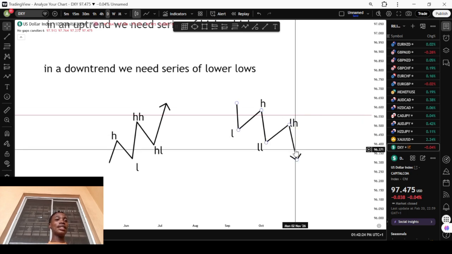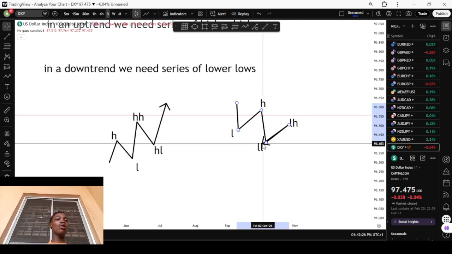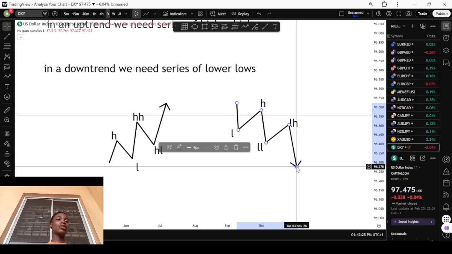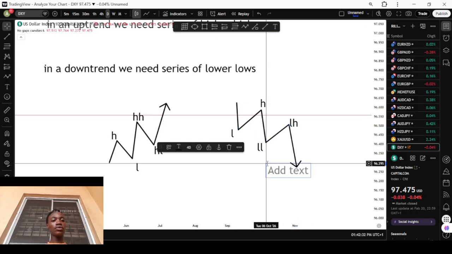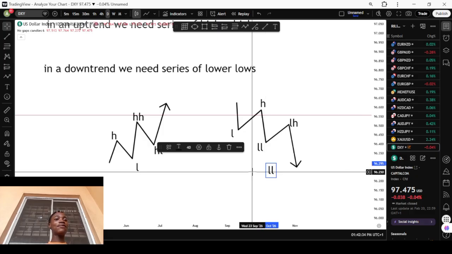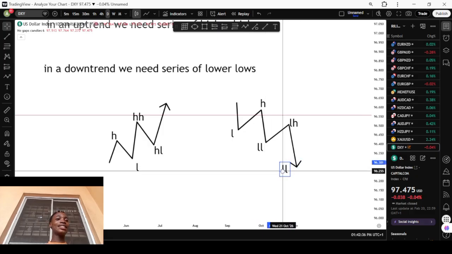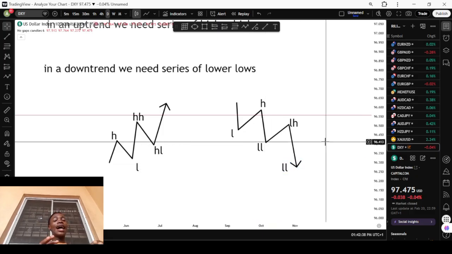And after this, again, the market breaks below this structure. That's going to be another lower low. You keep identifying lower lows as much as the market keeps breaking structure. As long as the market keeps breaking structure, the trend is still continuing. The downtrend is still literally going to be continuing.